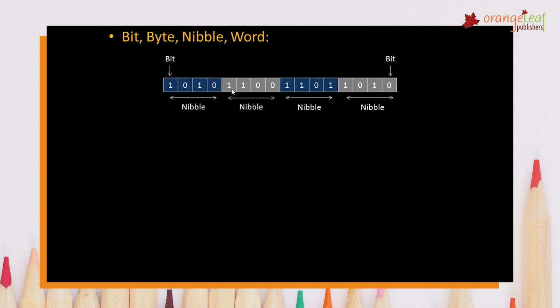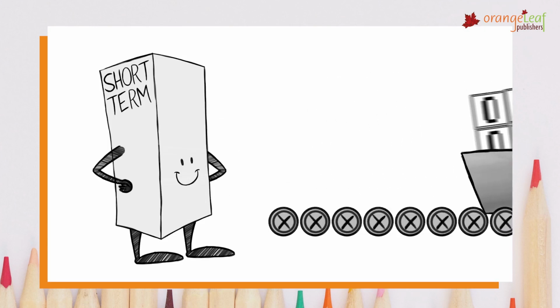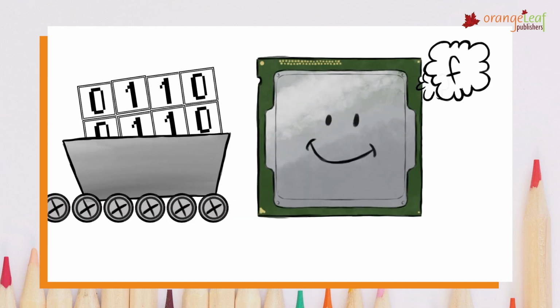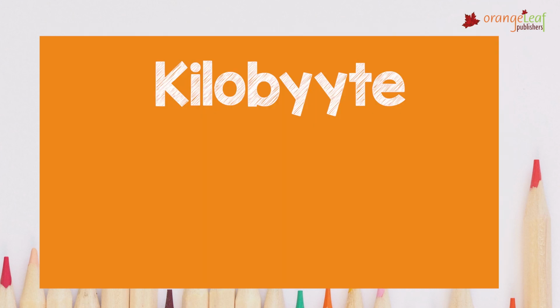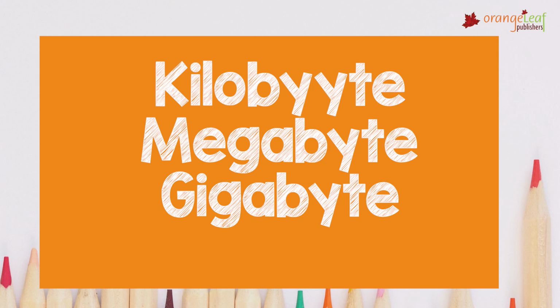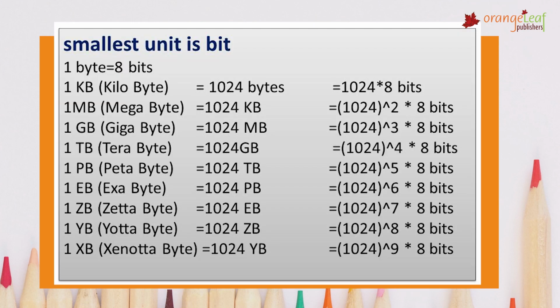For example, 1010, that is 1 nibble, equals 4 bits. A byte is a basic unit for measuring computer memory. Other units for measuring the computer's memory are kilobyte, megabyte, gigabyte, terabyte, etc. Now let's look into this table to understand measuring of memory in detail.